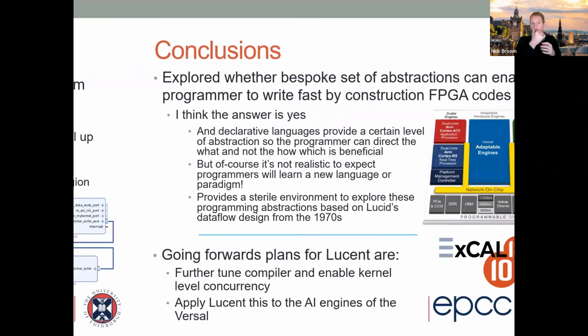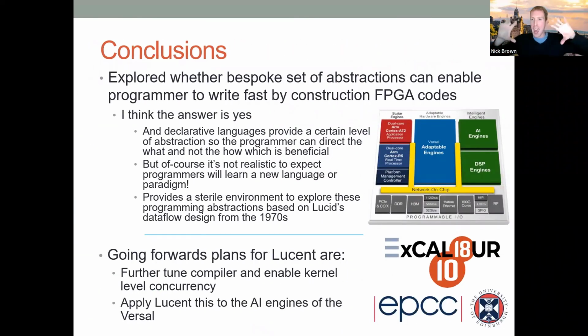So just to conclude, our focus is very much on this high level, giving the language and the abstractions to the programmer. And I think we can write fast-by-construction code using these approaches. It's quite interesting to look back at what was developed previously and see what we can bring to the modern world. Of course, it's not realistic to expect programmers to learn a new language or new paradigm, but this is a sterile environment to explore these different abstractions. And as part of Excalibur, we've got a project looking at domain-specific languages and bringing some of these onto the FPGA. And I think this gives us a nice comparison point.